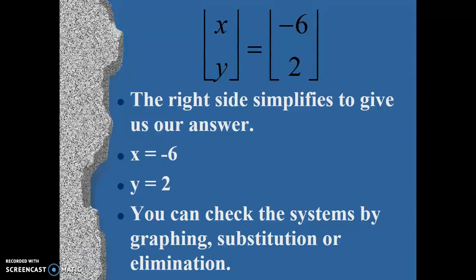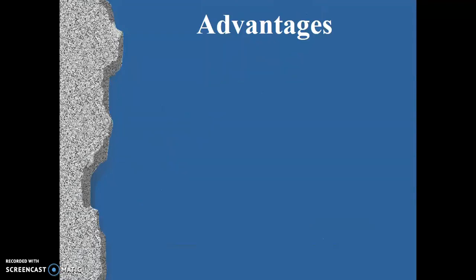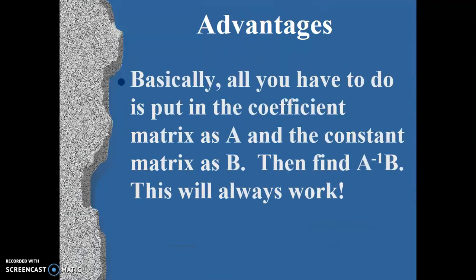You can check the system by graphing, substitution, or elimination, so everything we did basically in the last unit. Advantages: basically, all you have to do is put in the coefficient matrix as A and the constant matrix as B, then find A to the -1 times B, and that will always give you your answer, and it always works.